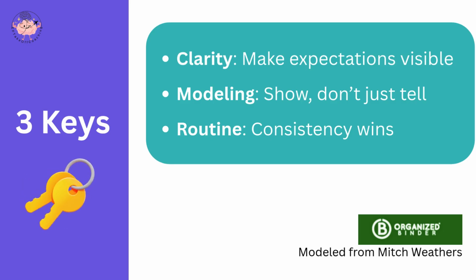So he basically says that there's three keys to supporting executive functions in the classroom, and those are clarity, modeling, and routine. And all of these support each other, right? Like you need to model in order to have a routine. You need to be clear about how you're modeling. So they're all connected.